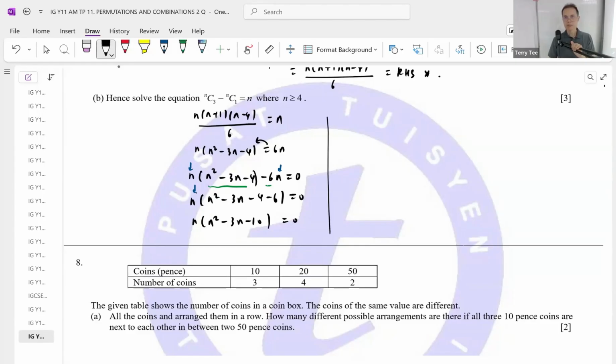What's the factor of 10? Factor of 10 should be 2, and to get 3, I must use 2 and 5. Plus 2 minus 5 equals 0. Now, your n cannot be 0 because your n is greater equals 4. So there's only one answer. n is 5. n cannot be -2, n cannot be 0, n can only be 5.